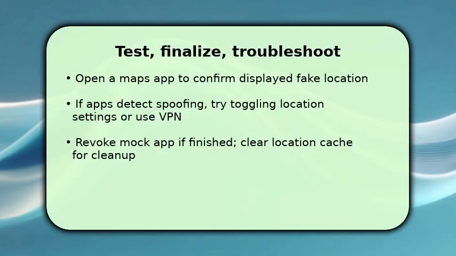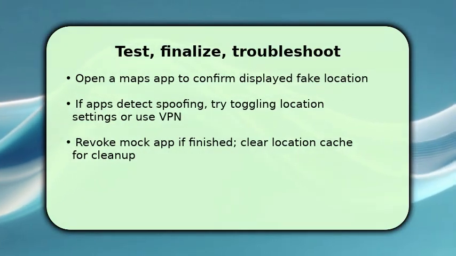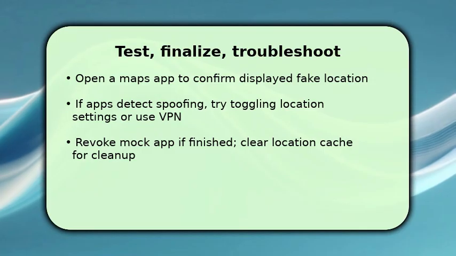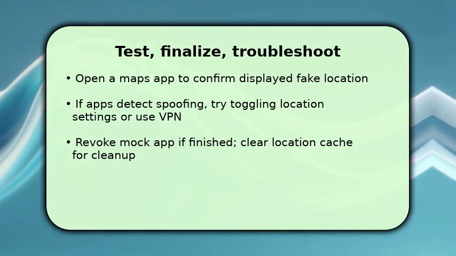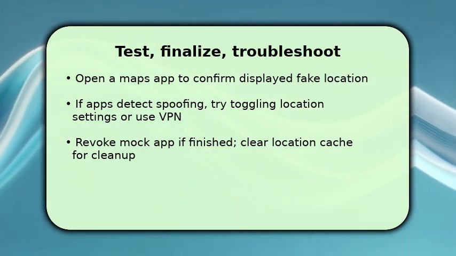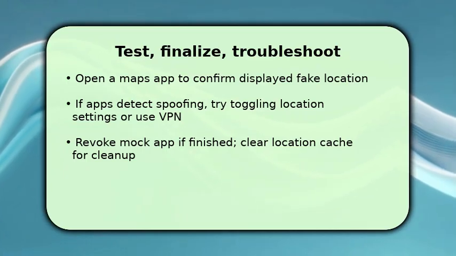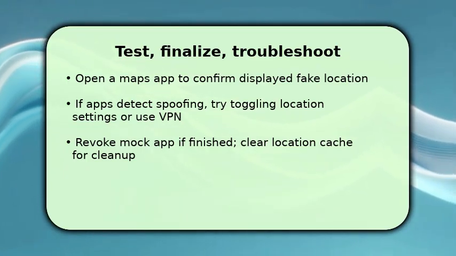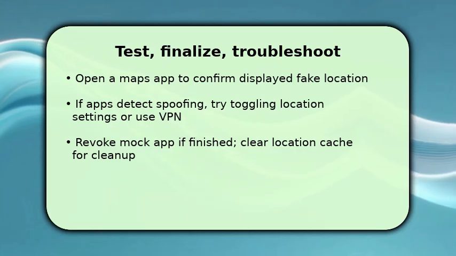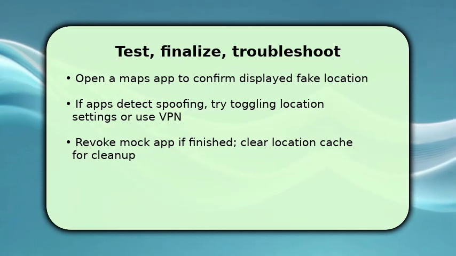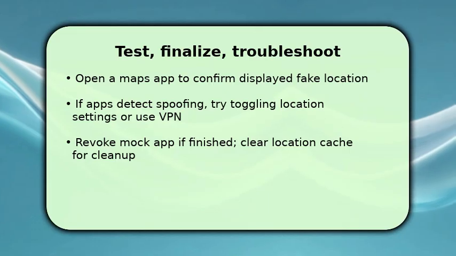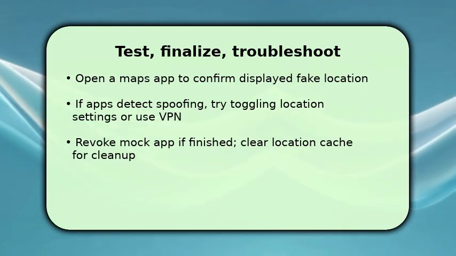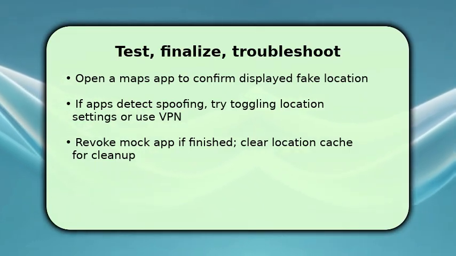Finish by testing and finalizing settings so your device consistently reports the new position. Open Google Maps or the app you intend to use and verify the pin matches the spoofed coordinates. If it doesn't, restart the phone and reopen the spoofer. If an app detects mock locations, make sure high accuracy is active, try a VPN to change network data, or use an alternate spoofer with root support. If you're done, revoke mock permission and clear location cache to restore defaults.